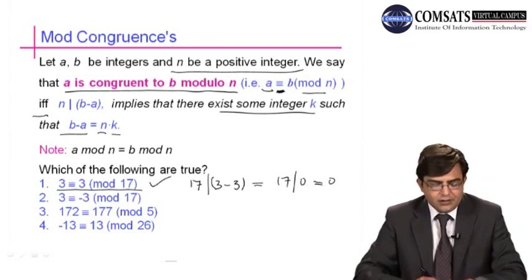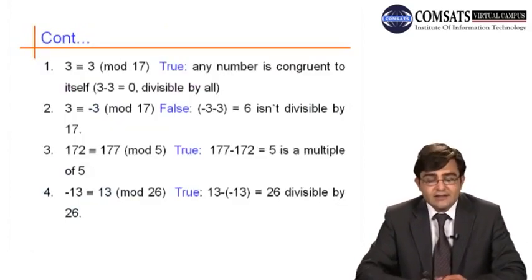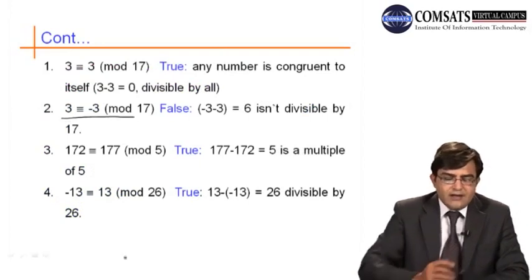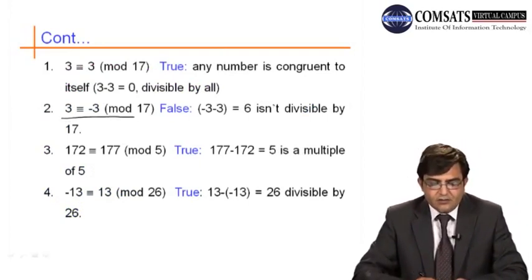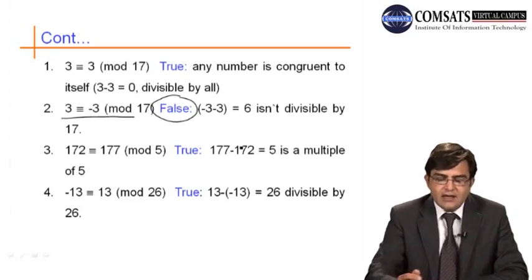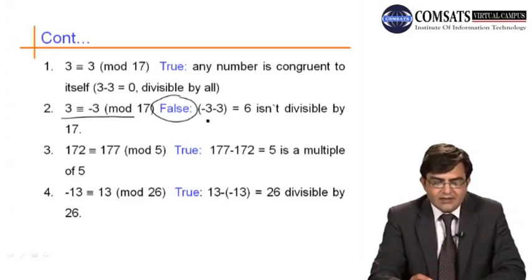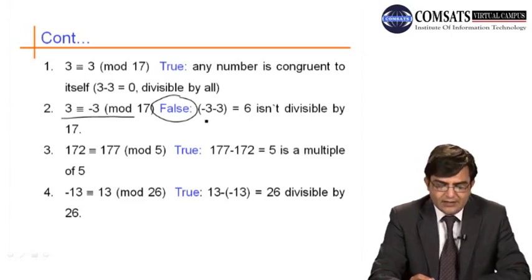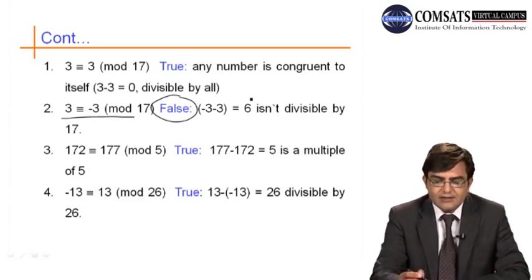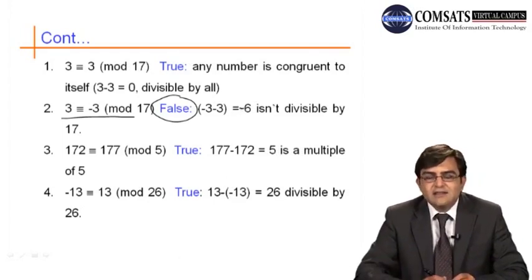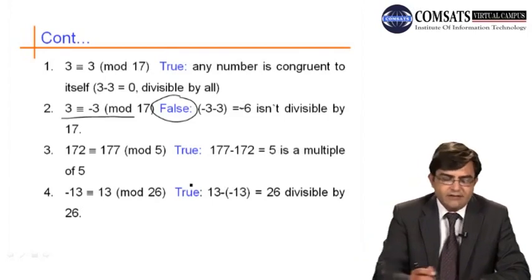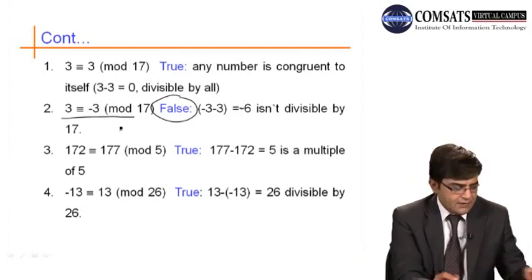The next is 3 is congruent to minus 3 mod 17. So we can see the solution on the next slide. 3 is congruent to minus 3 mod 17. So false. This is false because 3 minus 3, basically this is b minus a, so minus 3 minus 3 is basically minus 6 here, and minus 6 is not divisible by 17, so 3 is not congruent to minus 3 mod 17.